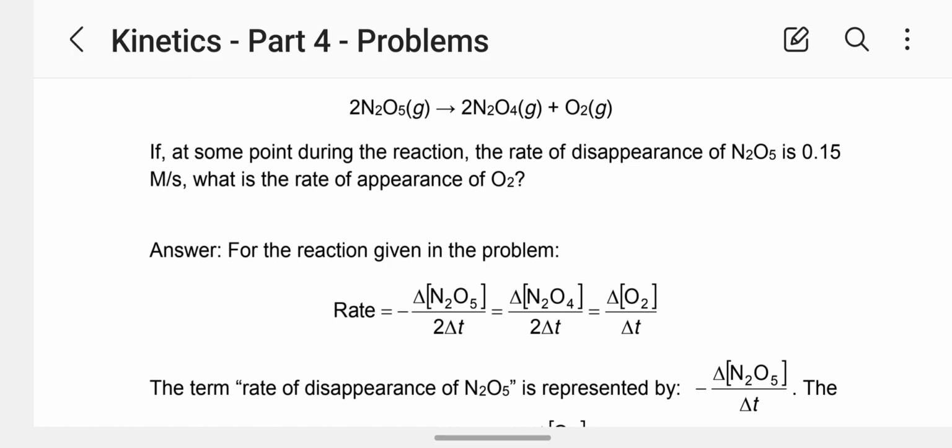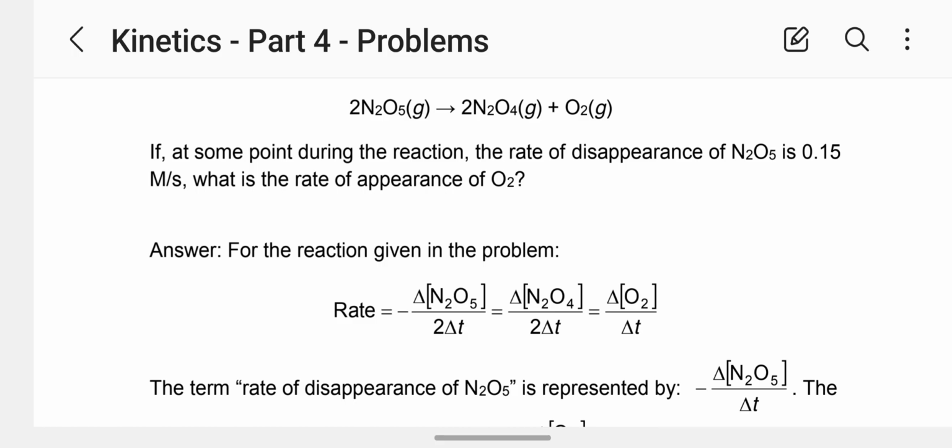The overall reaction here is in gaseous phase, and there is 2 moles being converted to 3 moles, so there is no formality, only molarity. If at some point during the reaction the rate of disappearance of dinitrogen pentoxide is 0.15 molar per second, what is the rate of appearance of oxygen gas?